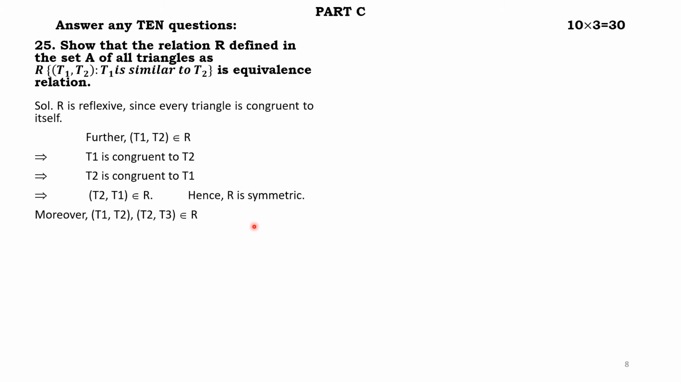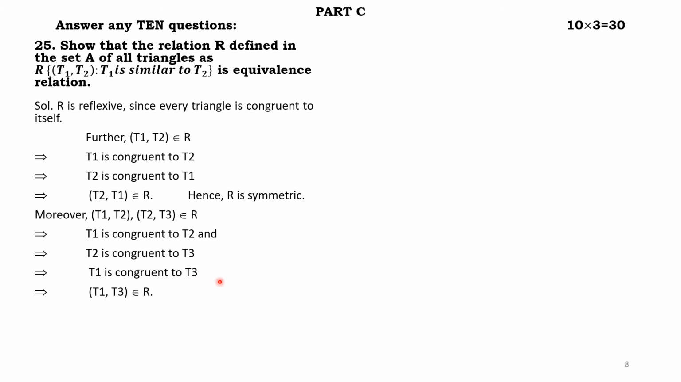Moreover, if (T1, T2) and (T2, T3) belong to R, then T1 is congruent to T2 and T2 is congruent to T3. Therefore, T1 is congruent to T3, that is, (T1, T3) belongs to R. Therefore, R is an equivalence relation.